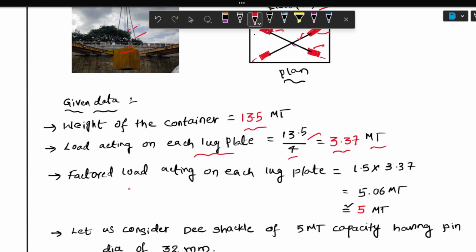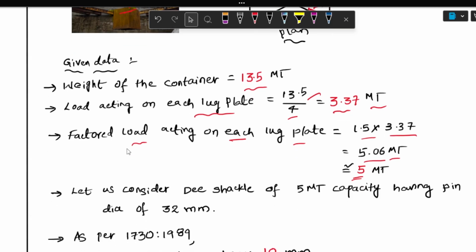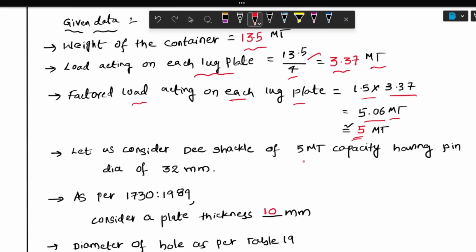Now let us factor this load coming onto the lug plate. The factored load acting on each lug plate is 1.5 times 3.37 metric tons, which is equal to 5.07 metric tons, almost 5 metric tons. So I am considering 5 metric tons. Next, coming to the D-shackle. This lug plate is connected to the D-shackle, and D-shackles are available in the market with rated capacities. So here we require a 5 metric ton capacity D-shackle.